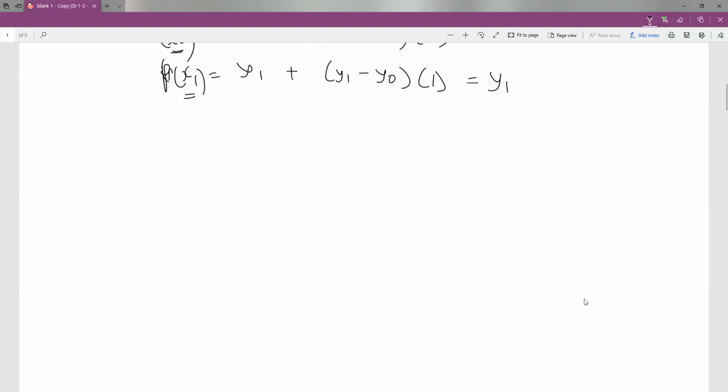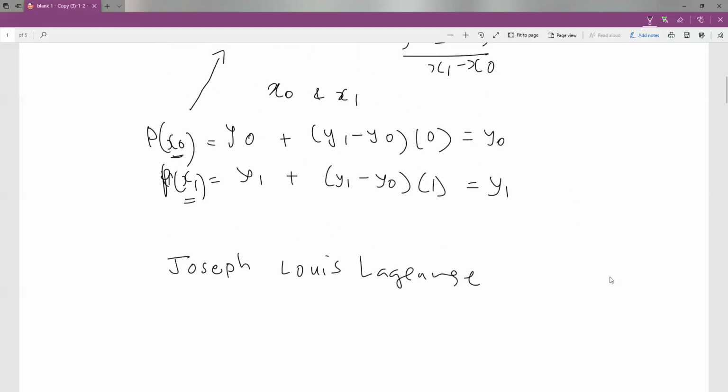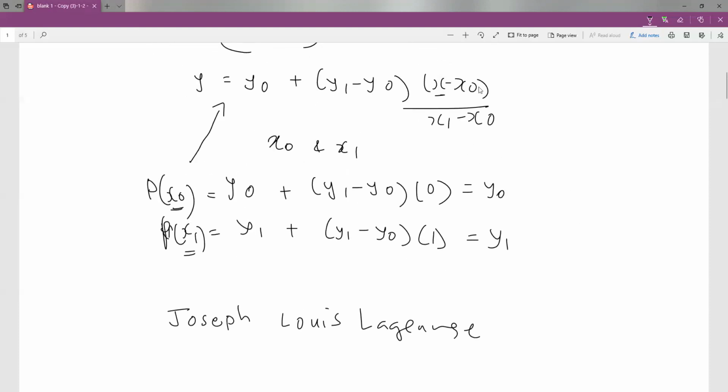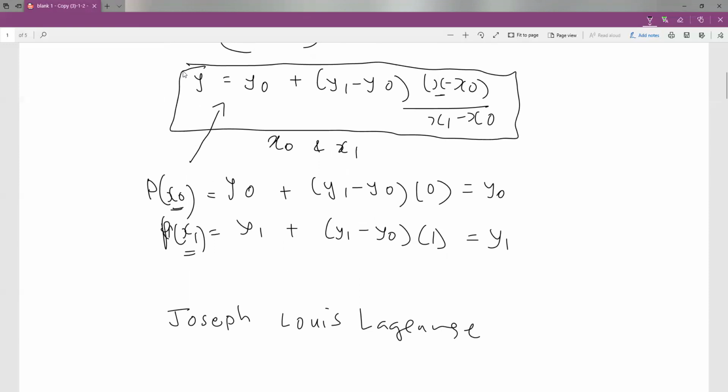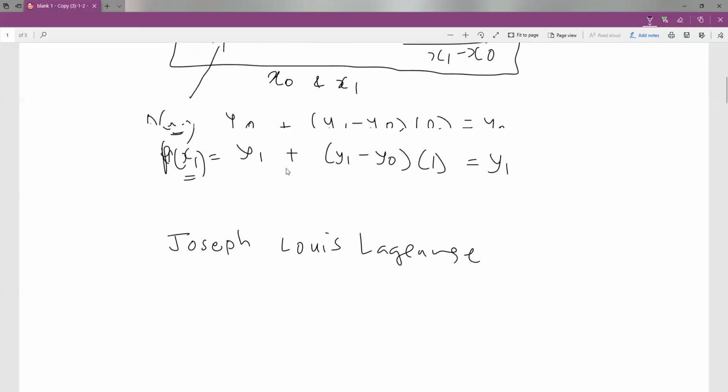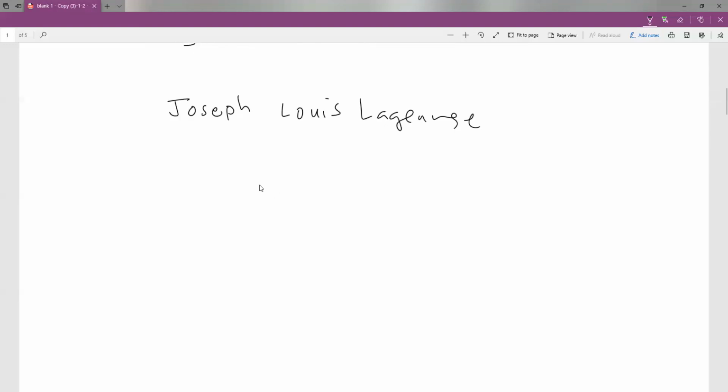So the Lagrange interpolation function was discovered by the French mathematician named Joseph Louis Lagrange. He used actually the same equation of Newton's interpolating function, but in a slightly different version to find out the polynomial. We will see how we can determine that.